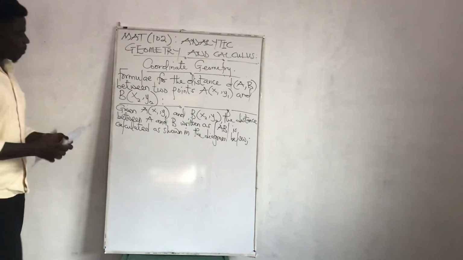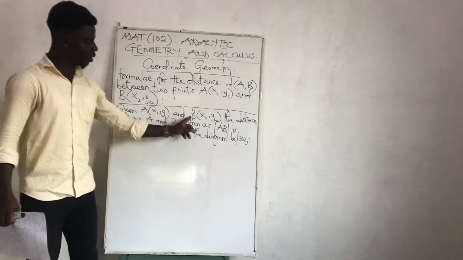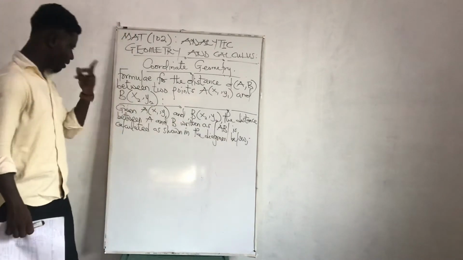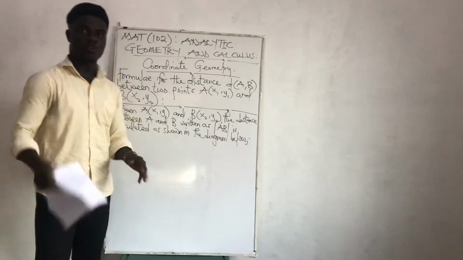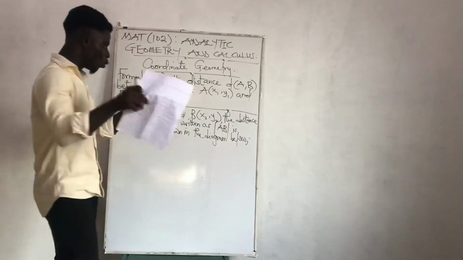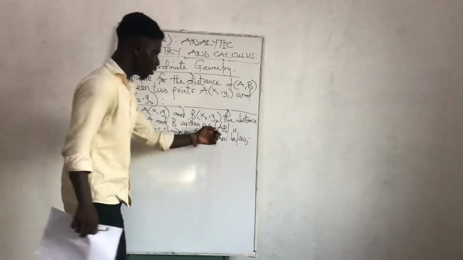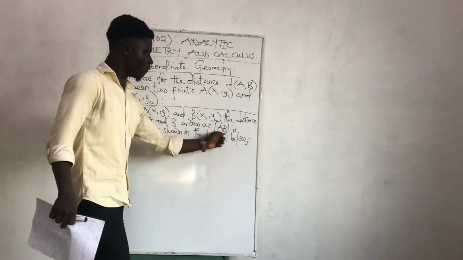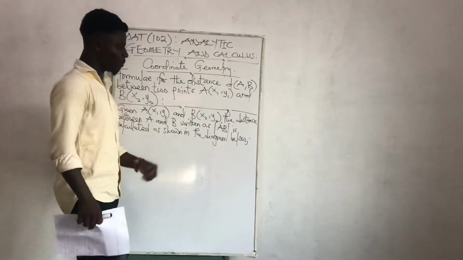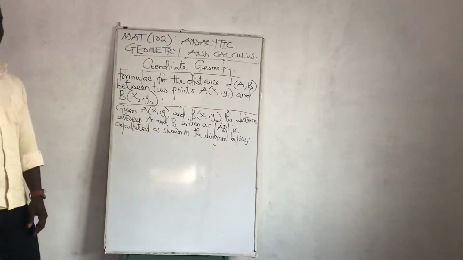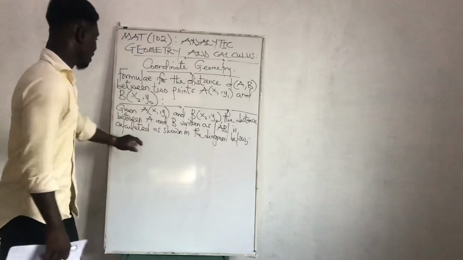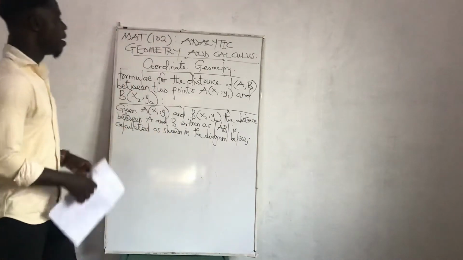So given point A, x1, y1, and point B, x2, y2, the distance between A and B is written as this. If you have two points A and B, we call it the distance of AB, and the distance of AB is calculated as shown in the diagram below.